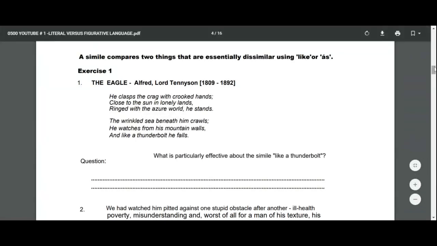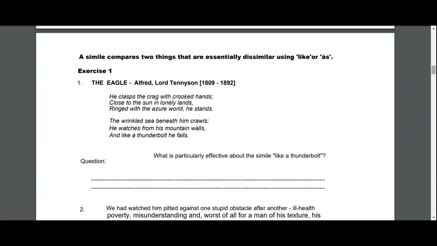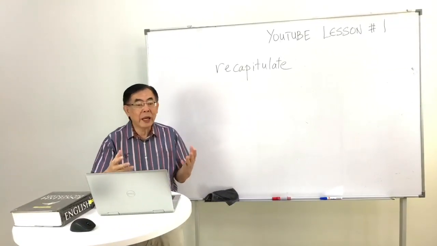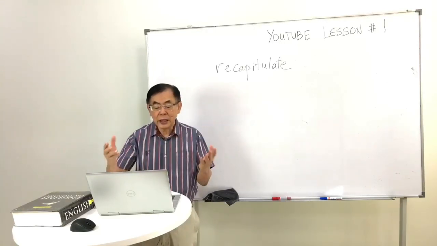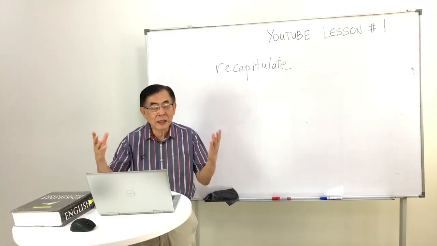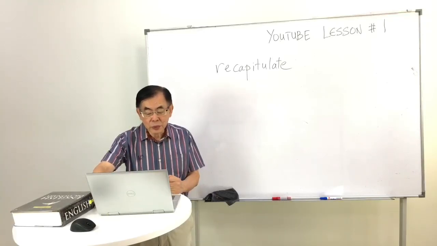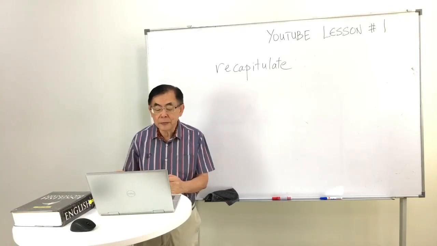So now you have to attempt this question. What is particularly effective about the simile in the last line of the second stanza? Like a thunderbolt, and like a thunderbolt he falls. So what do you think is particularly effective in the way the poet has used this simile? Like a thunderbolt. Okay? And then question 2 in this exercise, let me read it for you.